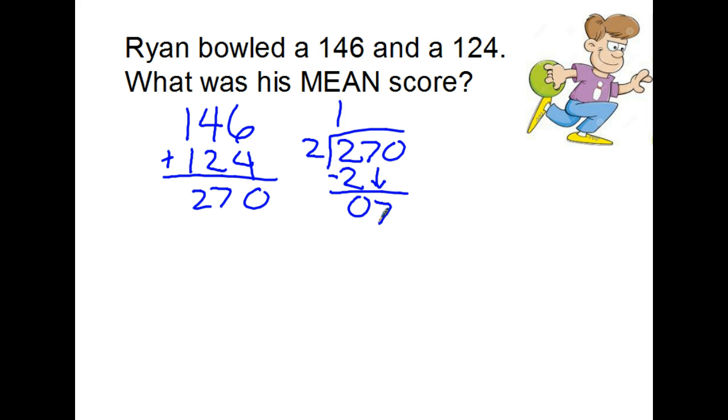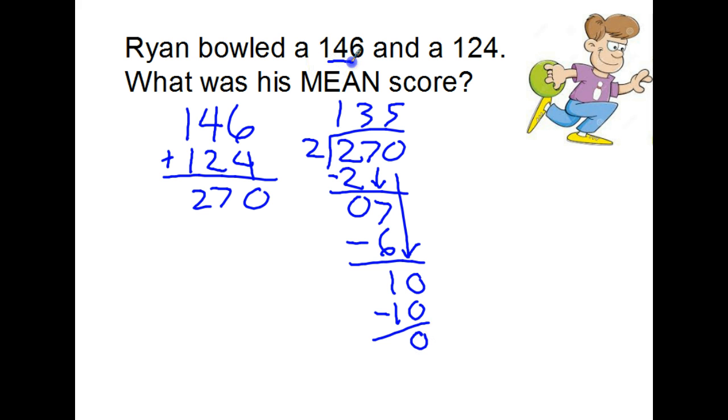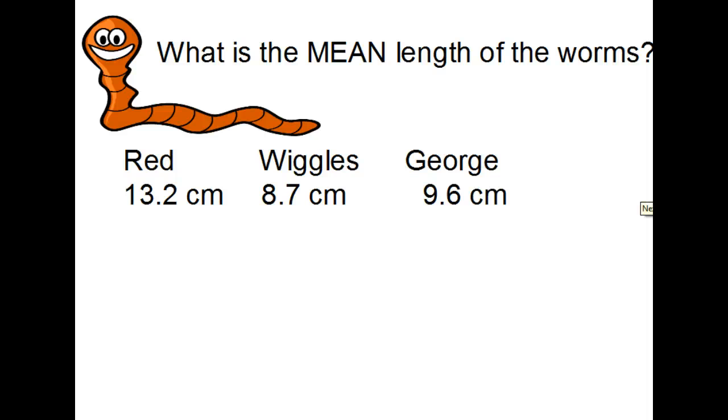How many 2s in 7? There's 3 of them. 3 times 2 is 6. And now how many 2s in 10? 5. So his average score was 135. Take a look again. It's under 146 and over 124. So it sounds like a pretty good idea we got it right.